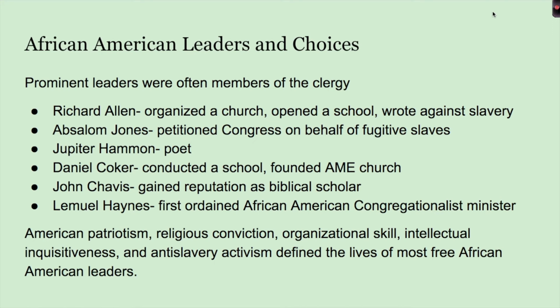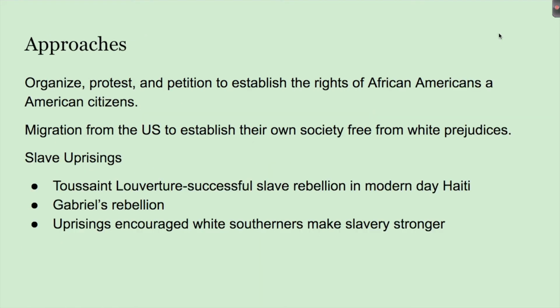So we're going to see that there's a lot of activism in this time. Some of it's going to be petitioning others. Some of it's going to be urging movement back to Africa. Some of it's going to be helping those in need. Some of the approaches we're going to see for the treatment of African Americans: some are going to protest and petition to establish rights of African Americans as American citizens. Some are going to encourage migration from the United States to either Africa or the Caribbean, somewhere free from white prejudices to establish their own society.